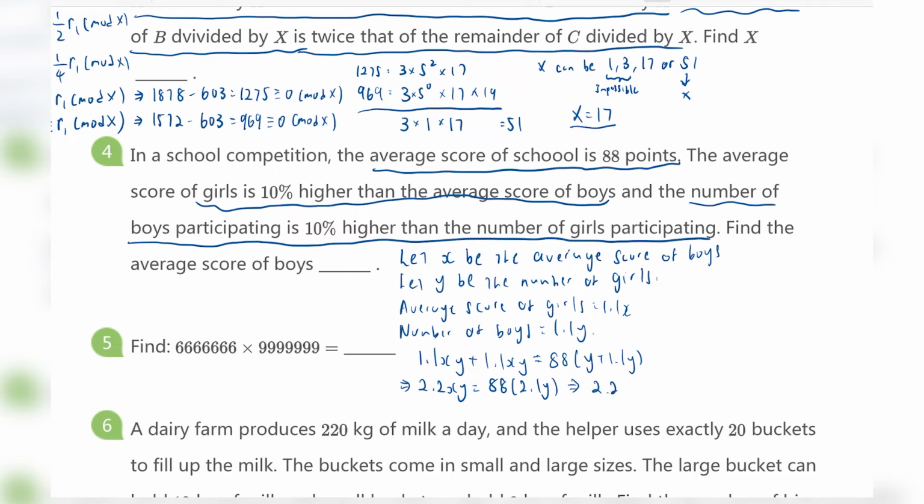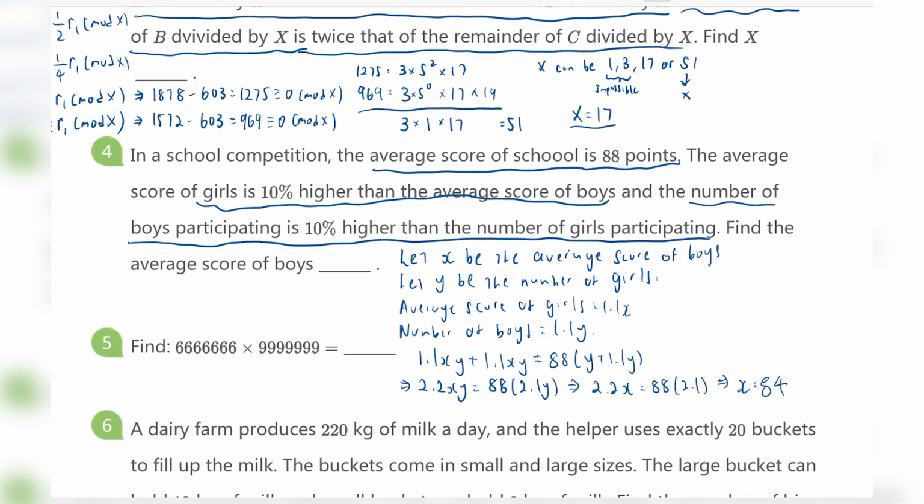So I get 2.2x equal to 88 times 2.1. This will give us the score of boys, which is 84. The average score of boys in this case will just be 84. And that's the main idea behind this question over here. So I hope everyone can understand this one. It really boils down to how we set our variables and understanding the concept of average. So without further ado, let's move on to question 5.